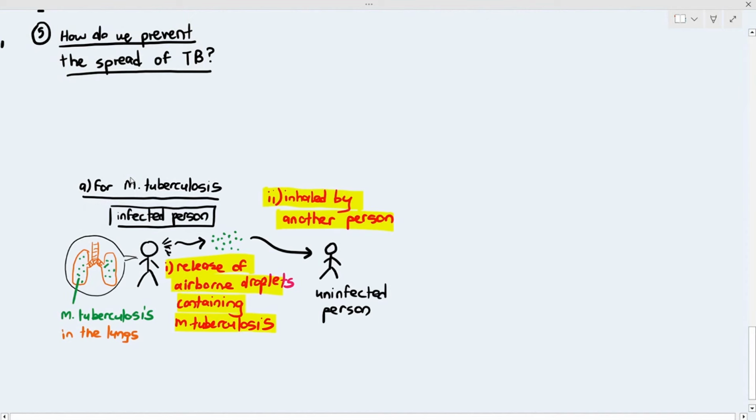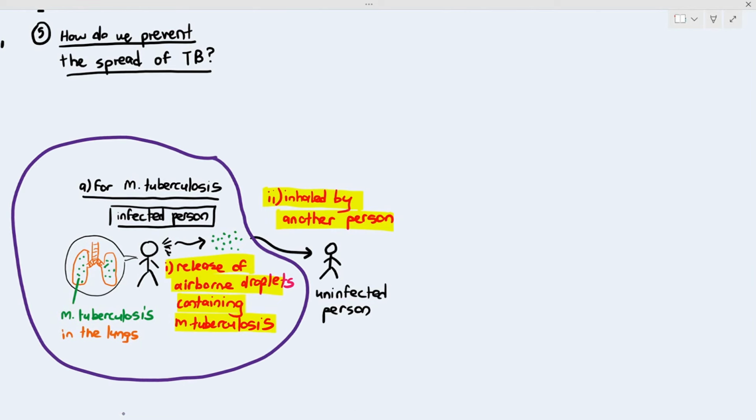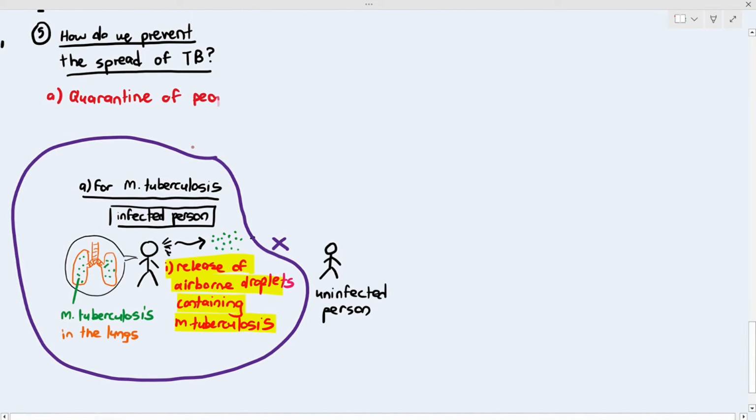The first way in which tuberculosis can spread through the M.tuberculosis pathogen is the release of airborne droplets containing the pathogen, which are inhaled by another person. If you do not want these pathogens to spread via airborne droplets, then logically what you need to do is quarantine the infected person. Quarantine means that you separate the infected person from the uninfected person when they are at their most infectious.